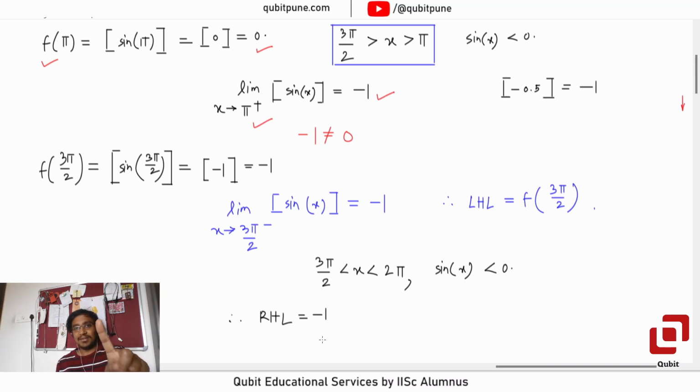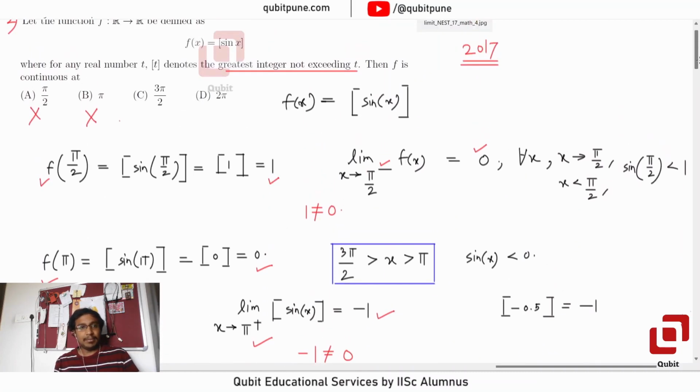Have you understood this? On 3 pi by 2's left side or right side, sin is negative but greater than negative 1, and we want the greatest integer function, so all those values will be sent to negative 1. So for 3 pi by 2, the function's value is negative 1, the left hand limit is negative 1, and the right hand limit is negative 1. Therefore, the correct option is 3 pi by 2, or option C.